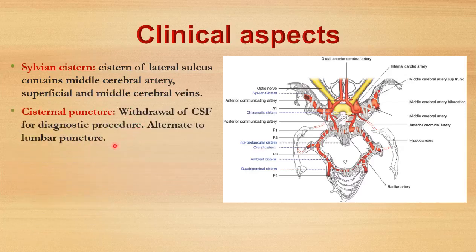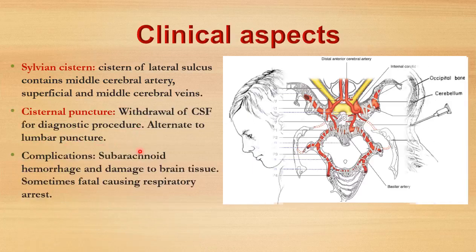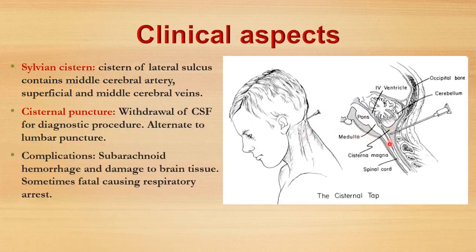One applied aspect is the cisternal puncture, which is carried out in the cisterna magna, the cerebellomedullary cistern, to withdraw CSF. It is not always advised. If the lumbar puncture, which is done at the L3-L4 level, is not possible, then cisternal puncture has to be performed, because it is a bit of a dangerous procedure. Complications are hemorrhage and damage to brain tissue, or sometimes it might be fatal because here the medulla, the respiratory and the cardiac centers are present.